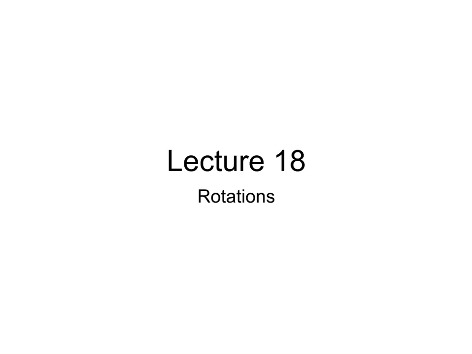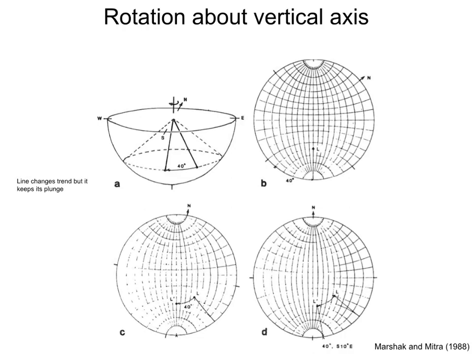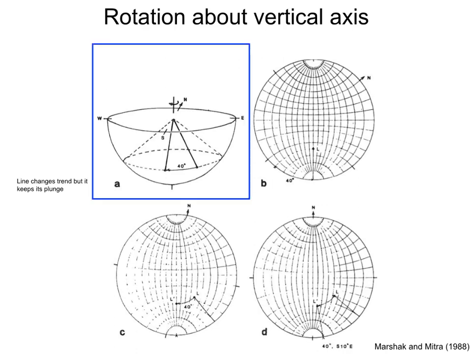Lecture 18, Rotations. Rotations are very important in structural geology. On the StereoNet, we can do two types of rotations: rotation about a vertical axis, and rotation about a horizontal axis. This figure shows the rotation about a vertical axis pointing downwards. Figure A shows this type of rotation in 3 dimensions.